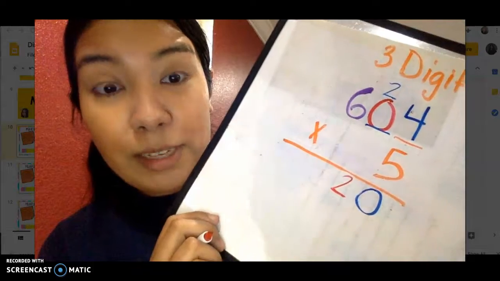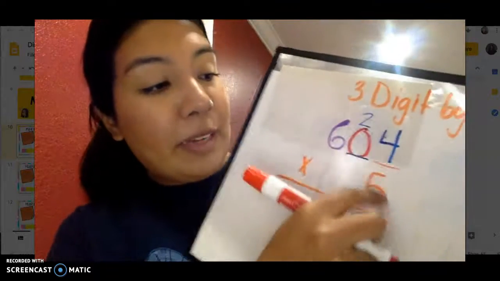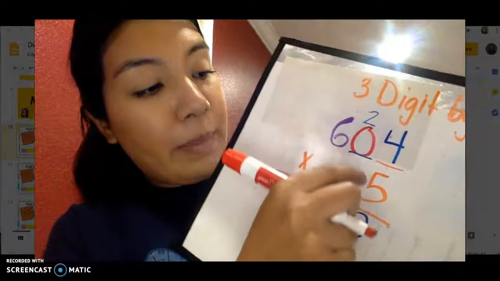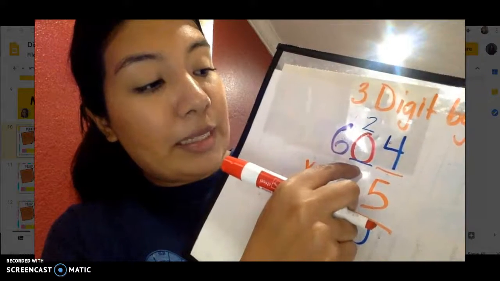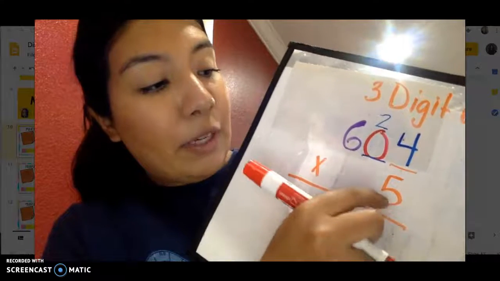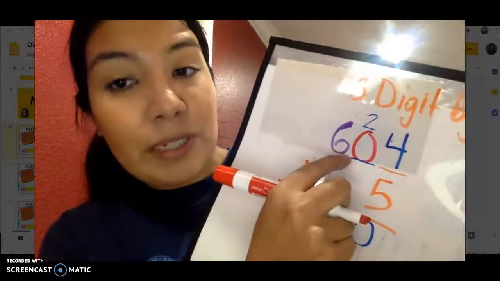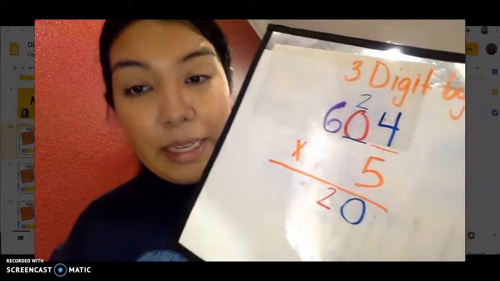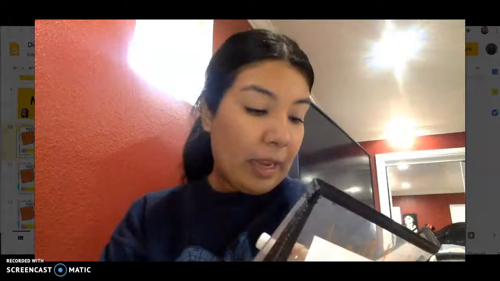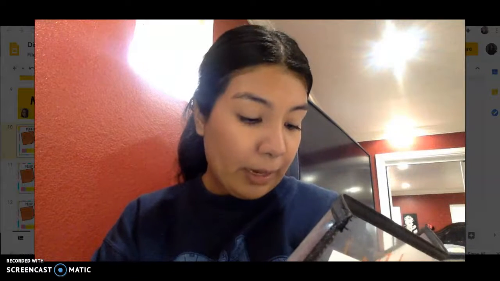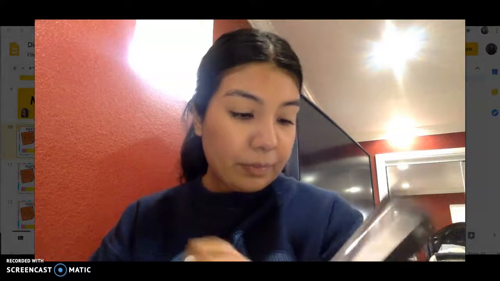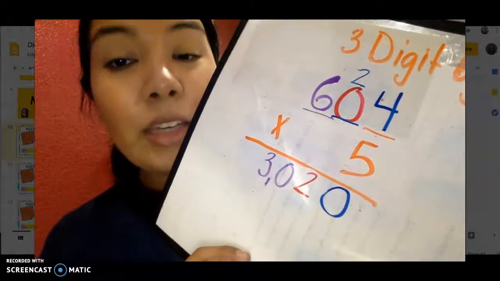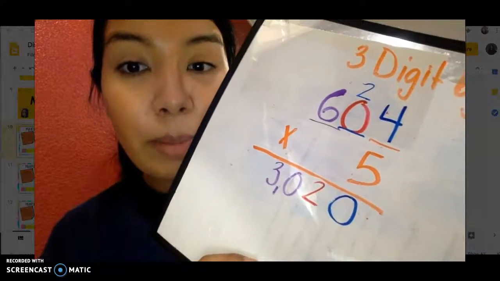Okay, we are almost done with this problem. We did 5 times the one digit number, which is 4. We got 20. We carried the 2 on top. 5 times 0 is 0 plus 2 is 2. Now we have to do 5 times the hundreds digit number, which is 6. So 5 times 6 is, if you said 30, you are correct. And you are done. 3,020 is the answer to this problem.